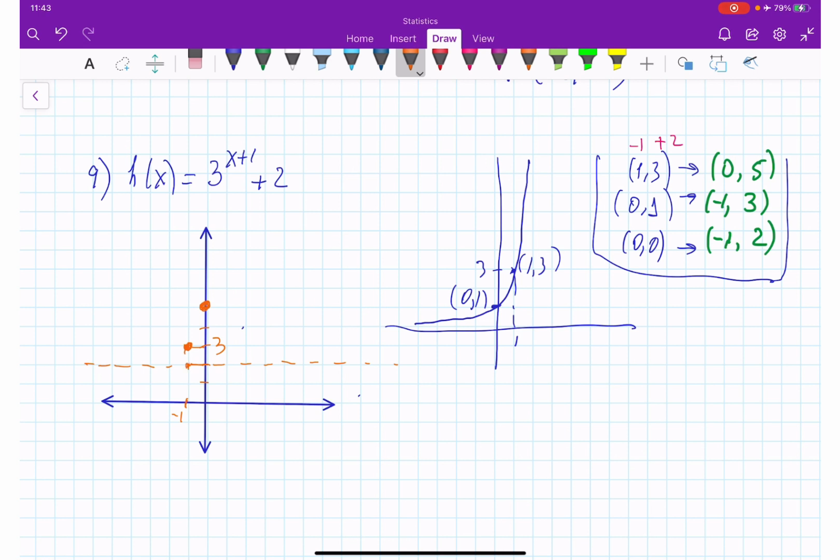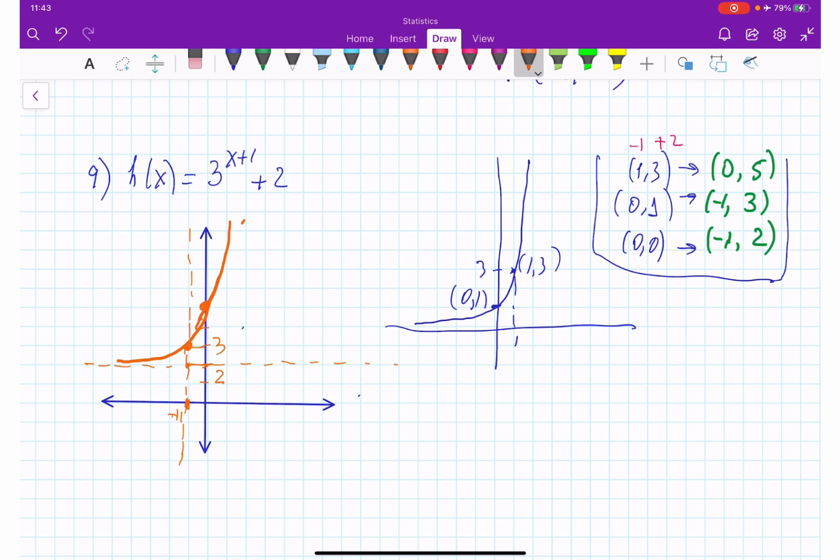This is negative 1 and 2. This is going to be my new x and y. Okay? This is negative, this is positive 2, this is negative 1. So the graph is going to go like this.